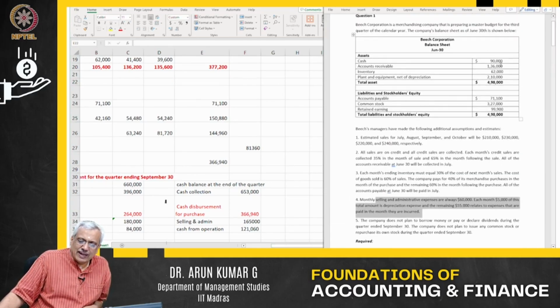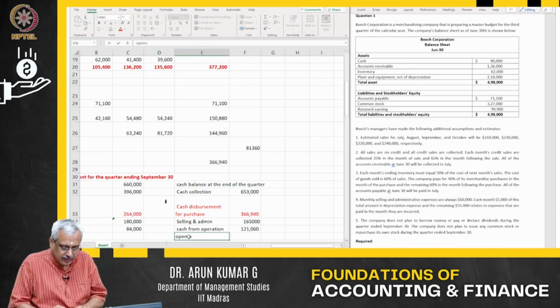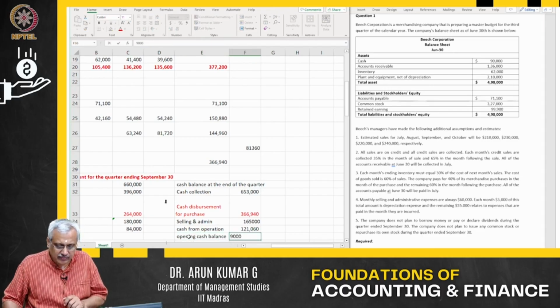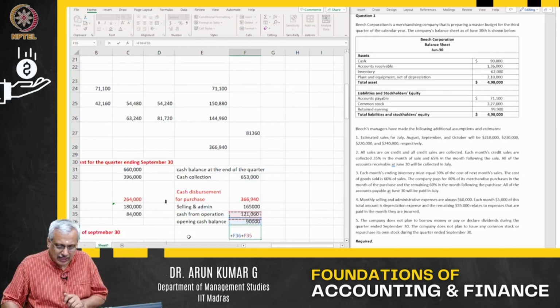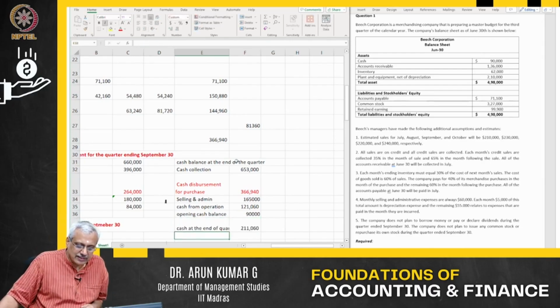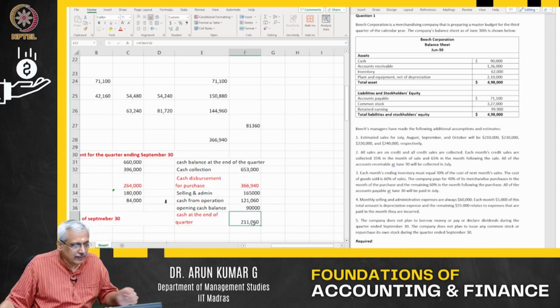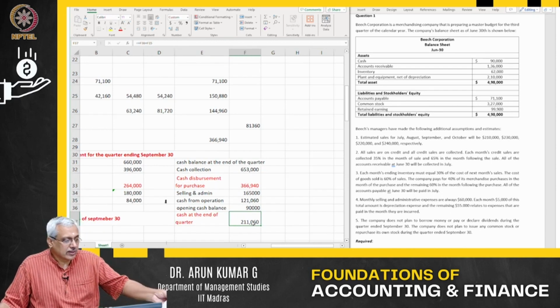There was also some cash balance at the beginning of the month, the opening cash balance. I just add that. Opening cash balance of 90,000. So what is the total available cash balance at the end of the month, end of quarter? Cash at the end of the quarter is going to be 2,11,060.